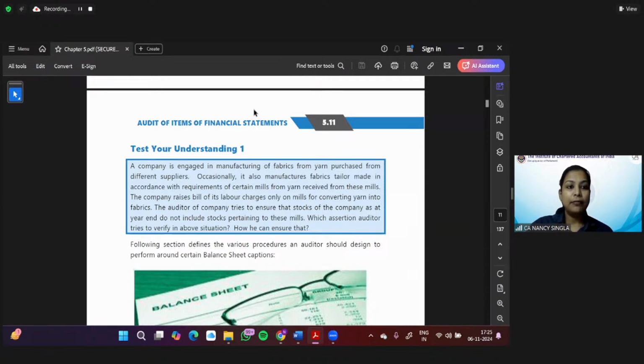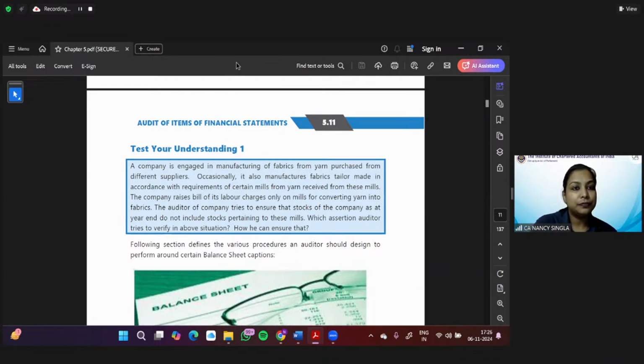A company is engaged in manufacturing of fabrics from yarn purchased from different suppliers. Occasionally, it also manufactures fabrics tailor-made in accordance with requirements of certain mills from yarn received from these mills. The company raises bill of its labor charges only on mills for converting yarn into fabrics. The auditor of the company tries to ensure that stocks of the company as at year end do not include stocks pertaining to these mills. Which assertion auditor tries to verify in above situation? How he can ensure that? Again, two things have been asked for.